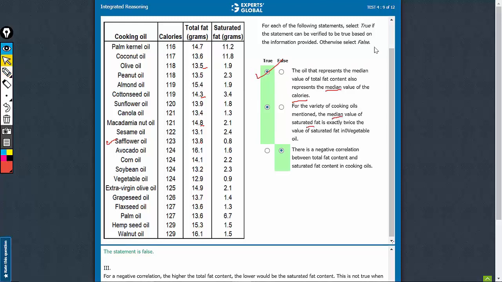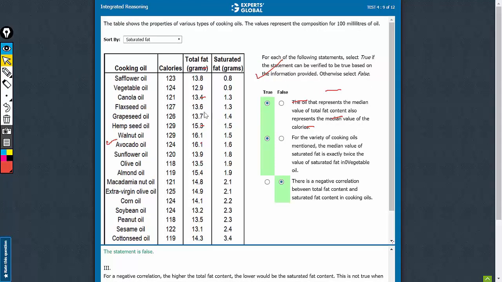The second statement asks you the median value of saturated fat. So let's sort it by saturated fat here. Saturated fat, the 11th value again, 3, 5, 7, 9, 11. Almond oil, the saturated fat is 1.9, and the saturated fat in vegetable oil, I'm sorry, this is a typo here, it should be a space, not a 0. We'll have it corrected immediately.